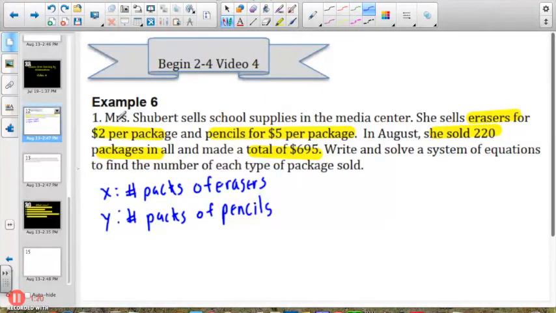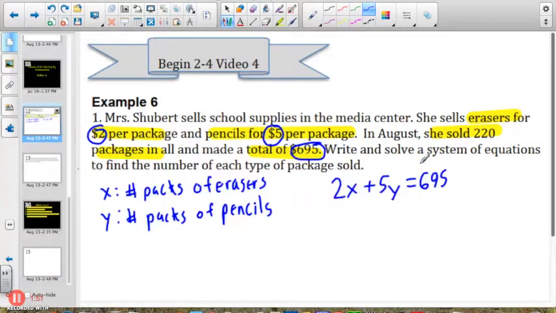Alright, so in the information I've highlighted, I see money jumping out. There's a money there, and a money there. That's usually a good indication that those are going to be in the same equation. So I know that erasers sell for $2, and I sold X packs of erasers. And I know that pencils sold for $5, with the number of pencils being represented by Y. So 2x plus 5y, we know that she made a total of $695.